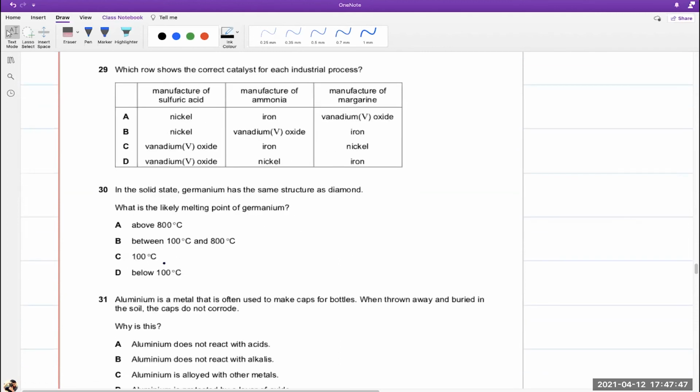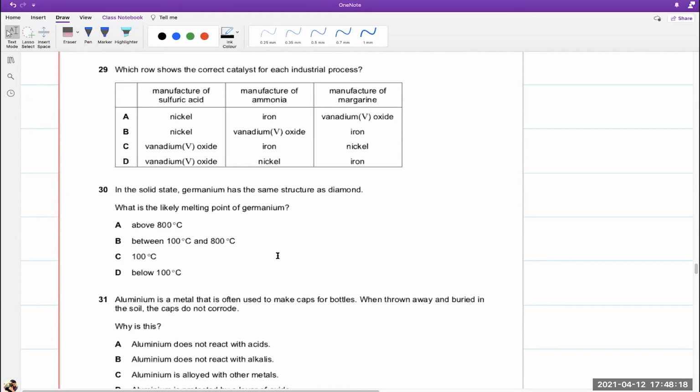Which shows the correct catalyst for each industrial process? देखें, आपका assessment objective 1, knowledge with understanding. ये knowledge वाला है, ये recall का question है. याद करना है, इसमें कुछ concept आपके लिए नहीं है. वैसे बहुत सारी इसके पीछे science है कि निकल क्यों use करते हैं हाइड्रोजनेशन में, लेकिन यहाँ पे आपको नहीं चाहिए, आपको याद करना है. So for sulfuric acid, vanadium 5 oxide. For ammonia, iron. For margarine, nickel. Remember this. Make a list. Note it down. Burn it to your memory.